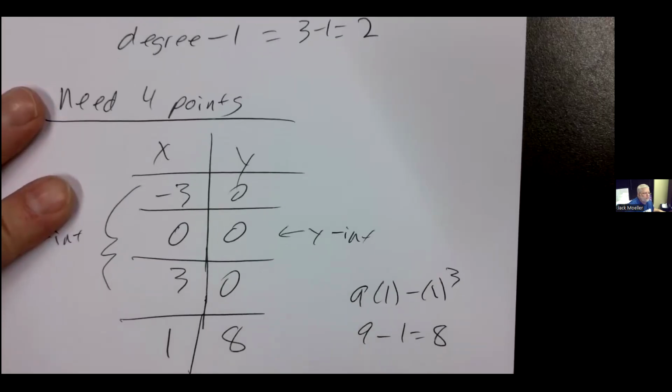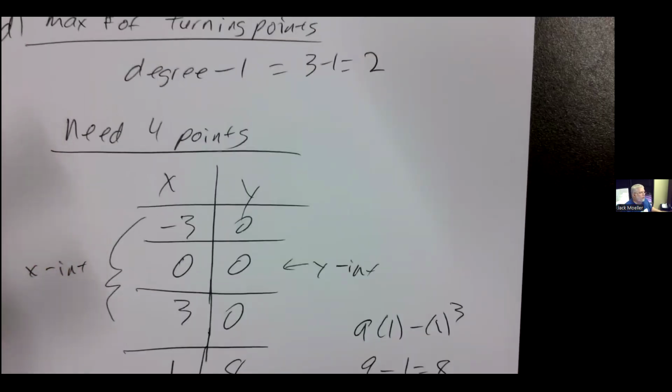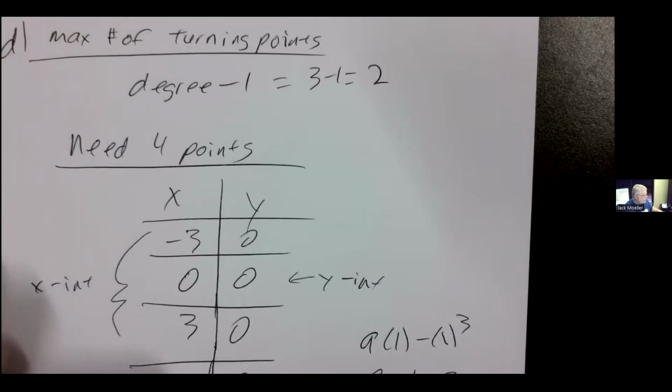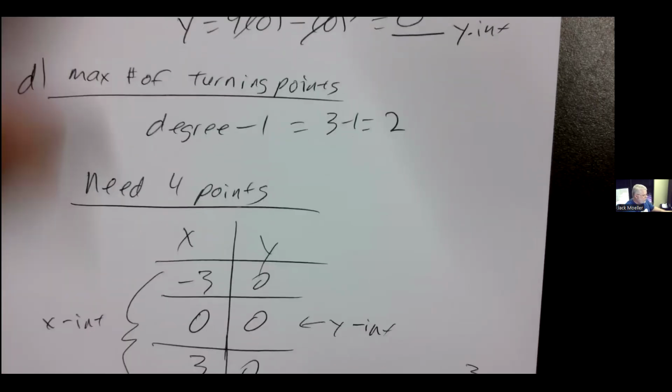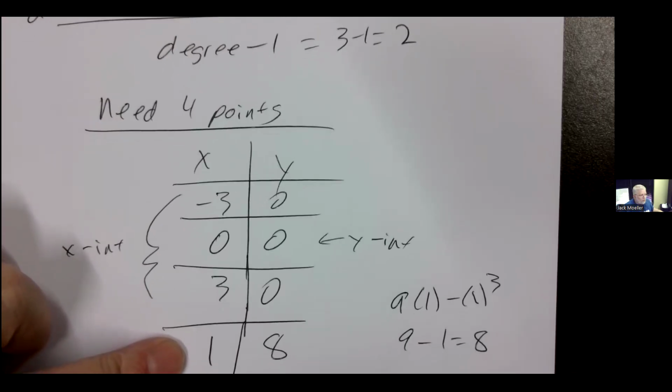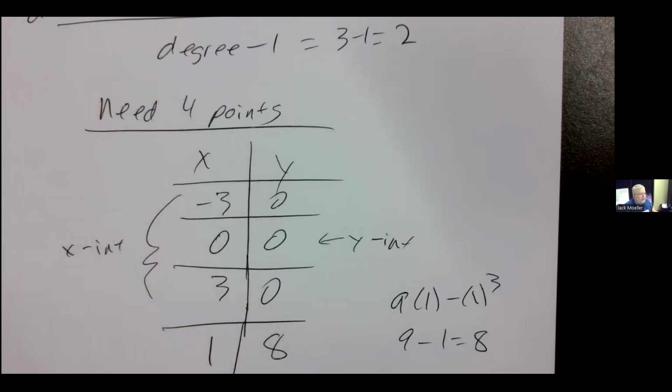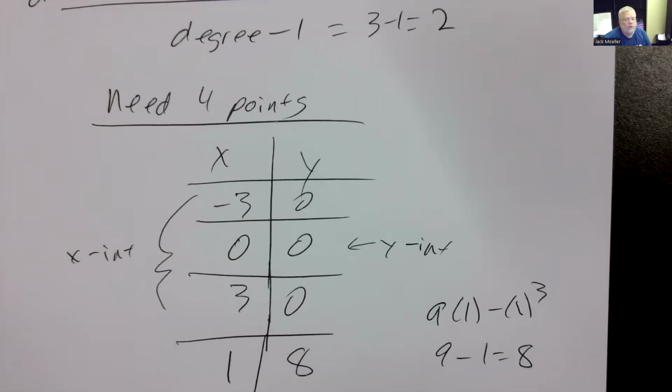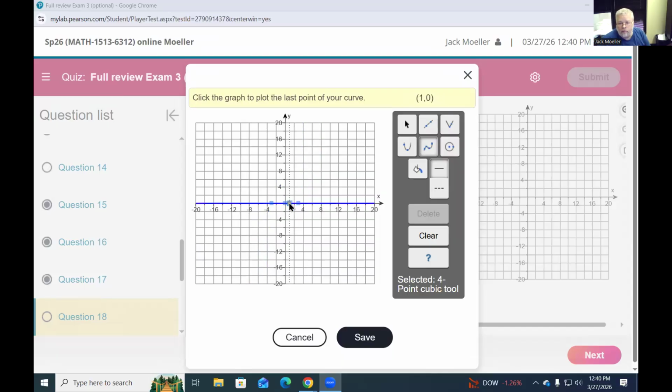We get 8. Just like with the parabola, you needed a vertex plus one other point. For the cubic, if you have 3 x-intercepts, then you need one other point. If you had 2 x-intercepts, then you need 2 more points. We did this with lines too. We were just taking x's, plugging it in, figuring out what the y is. Now when we go back to the graph, 1, 8. So now I can do that fourth point.